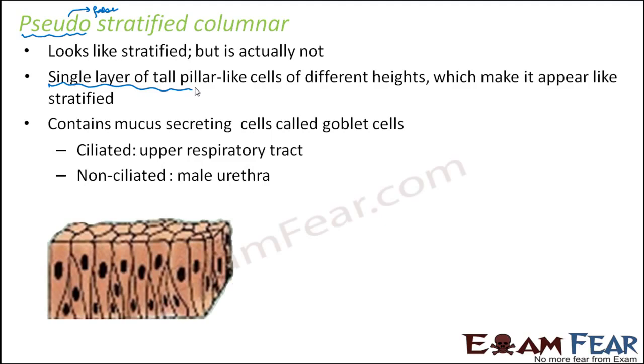It contains mucus-secreting cells called goblet cells. This pseudo-stratified columnar epithelium can be ciliated or non-ciliated. The ciliated ones are found in the upper respiratory tract and the non-ciliated ones are generally seen in the male urethra. So these are the locations where we find this pseudo-stratified columnar epithelium.